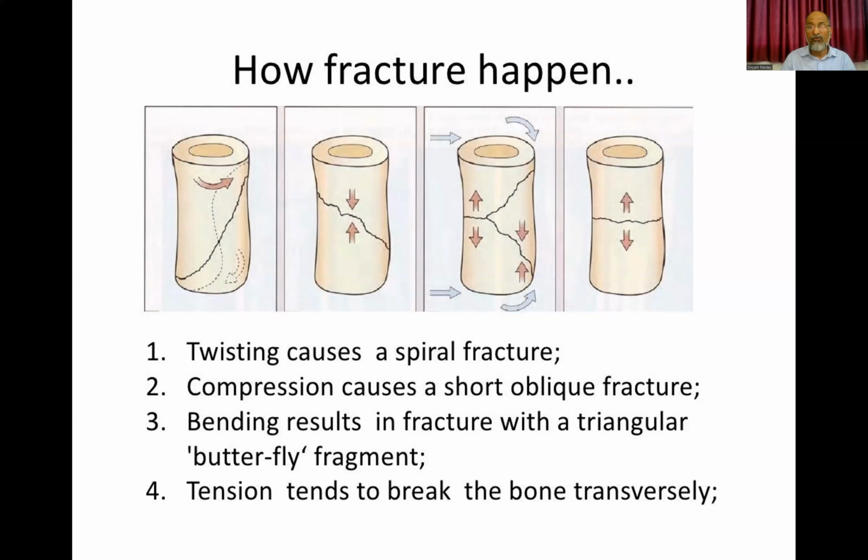In case of trauma, or a heavy weight falling on a stooping person's back, it can result in a fracture of the neck of the femur or a trochanteric fracture. At the same time, if the bone is bending in a lateral direction, then there can be a small butterfly fragment or a free fragment at the site of the fracture. Then there can be a tension fracture, and the fracture line tends to be transverse, or 90 degrees to the long axis of the bone.